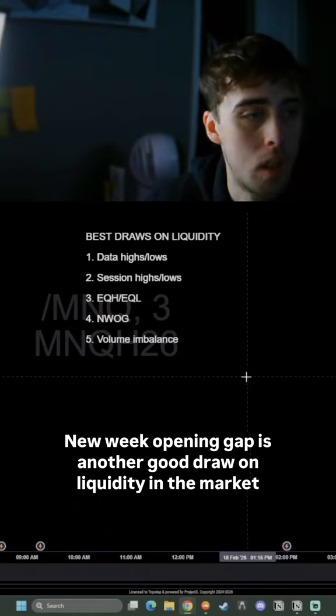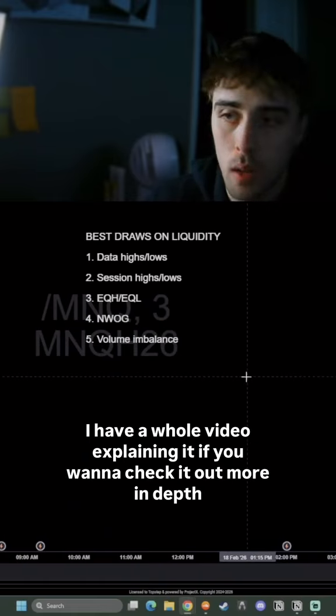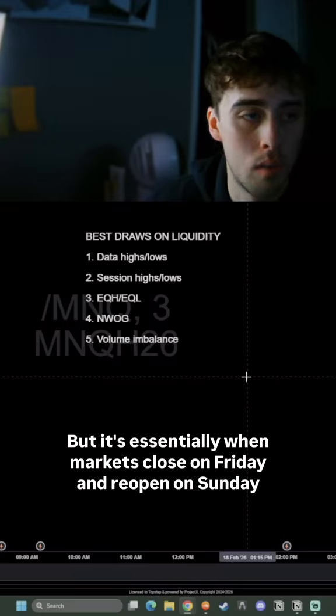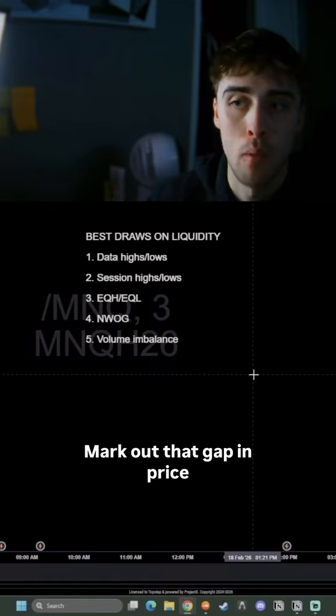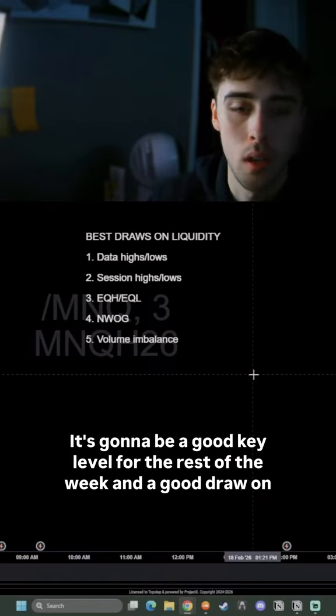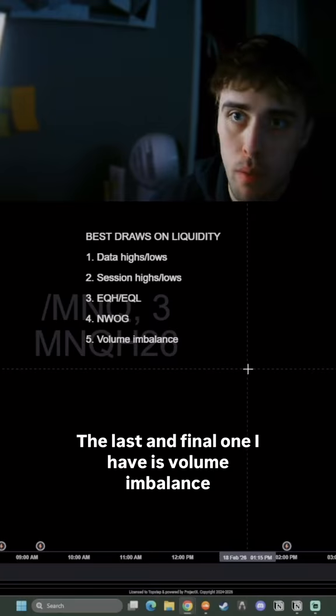New week opening gap is another good draw on liquidity in the market. I have a whole video explaining it if you want to check it out more in depth, but it's essentially when markets close on Friday and reopen on Sunday, you're going to have a gap in price. Mark out that gap in price. It's going to be a good key level for the rest of the week and a good draw on liquidity as well.